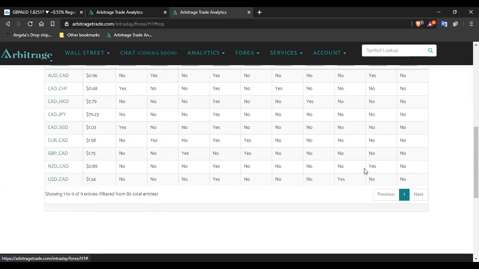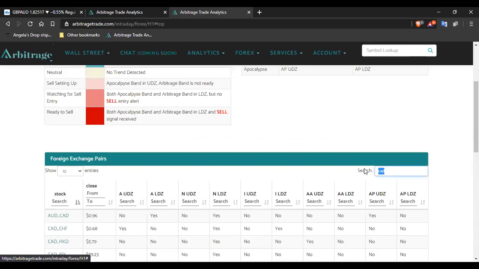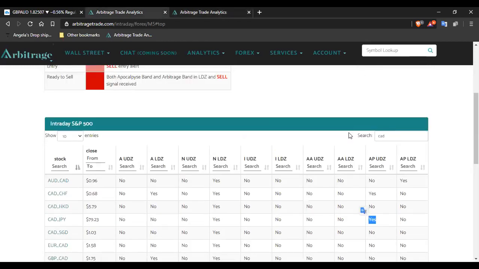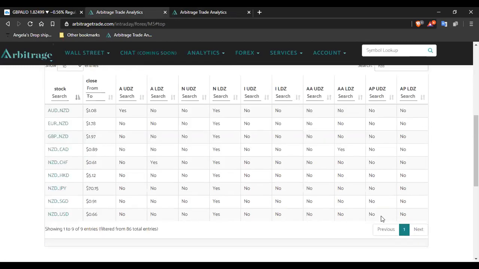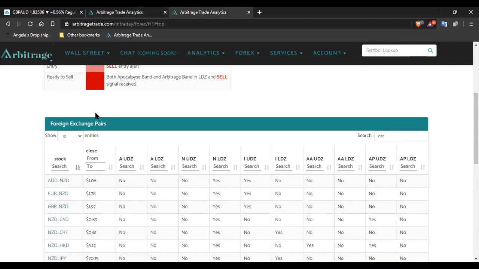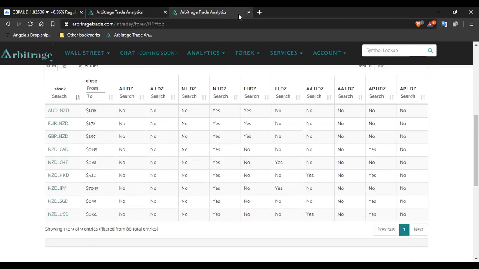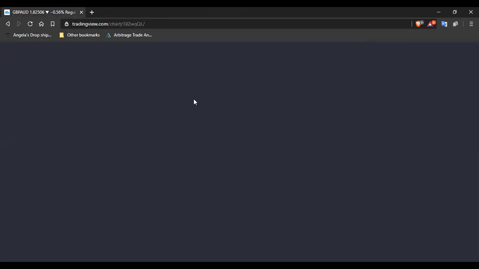And last but not least, let's look at NZD. All right, NZD. So no, nothing for NZD yet. And then same thing for the 1 hour, no's. All right, so that's with the filters. We're all good with that. Let's go on to the charts now.